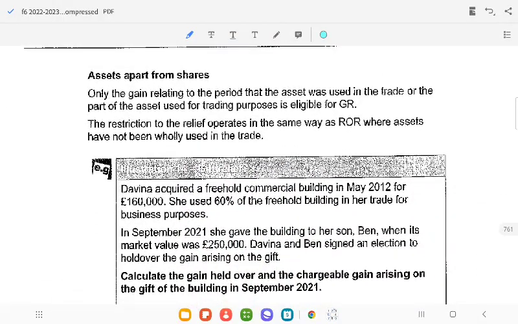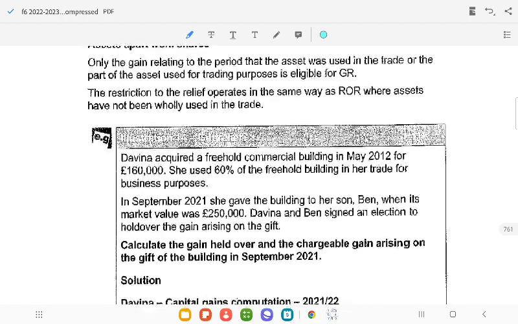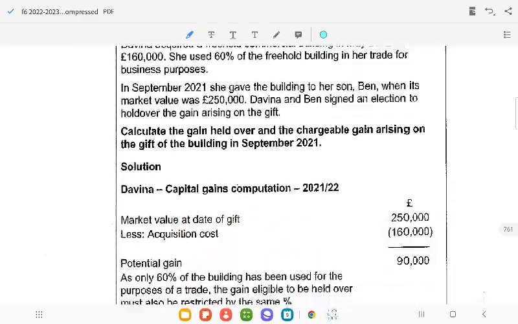For assets apart from shares, only the gain relating to the period that the asset was used in the trade, or the part of the asset used for trading purposes, is eligible for GR. The restriction to the relief operates in the same way as ROR, where assets have not been wholly used in the trade.